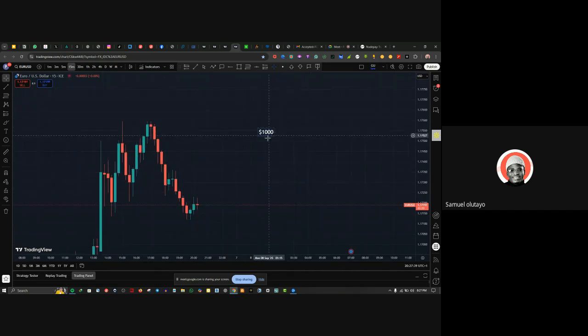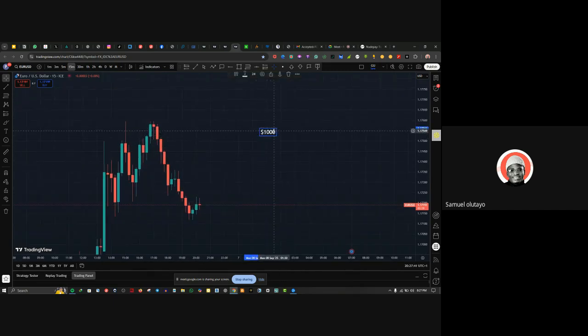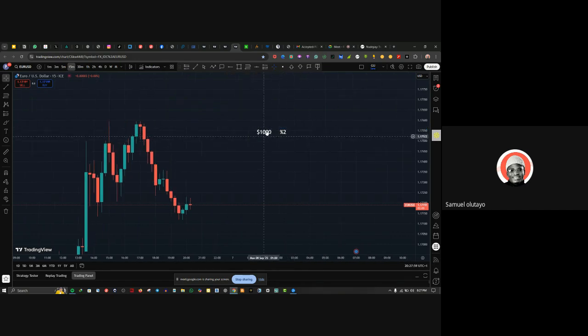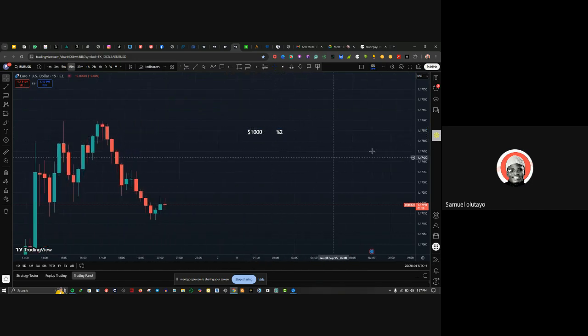Say for instance, we want to risk 2%. And of course, you have to be very, very good with your maths when it comes to the Forex market. So let's say we are risking 2%. 2% of $1,000 is how much?